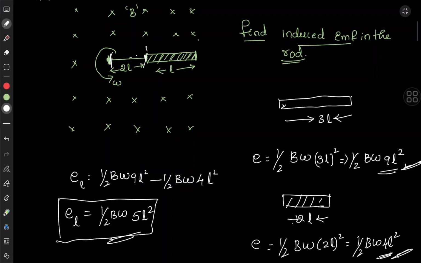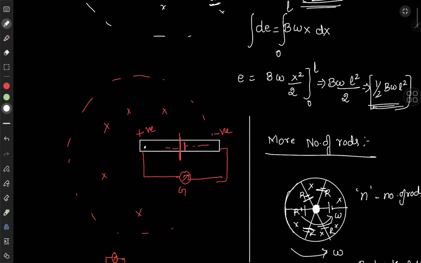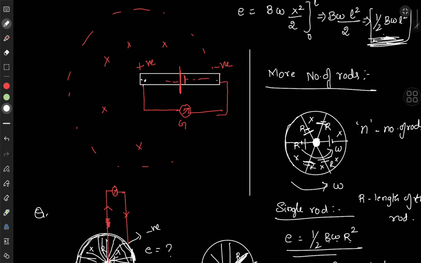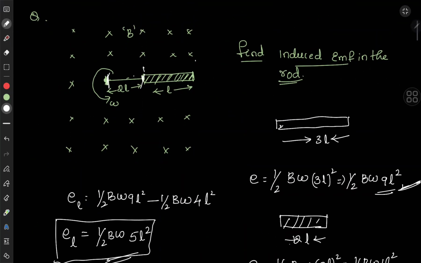That is not the correct answer because the velocity is not the same at every point. The equation we calculated in the previous case is for the velocity measured from the center. So we have to consider the total length, calculate the EMF from the center to this point, and then subtract. Here is the problem. This is the way you have to follow.